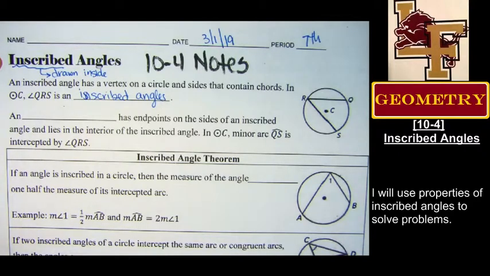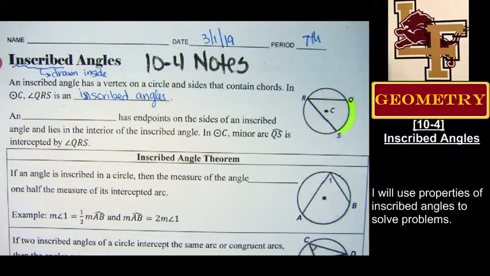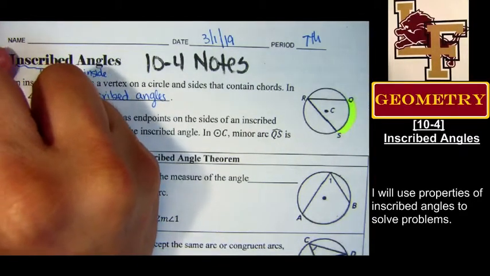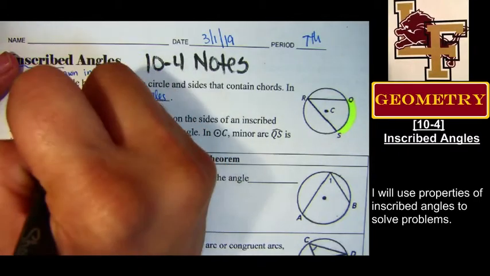This angle creates some sort of arc. I don't know if it's a major arc or a minor arc. It just depends on how big the angle is. But I do know the name of this kind of angle. This kind of angle is called the arc.